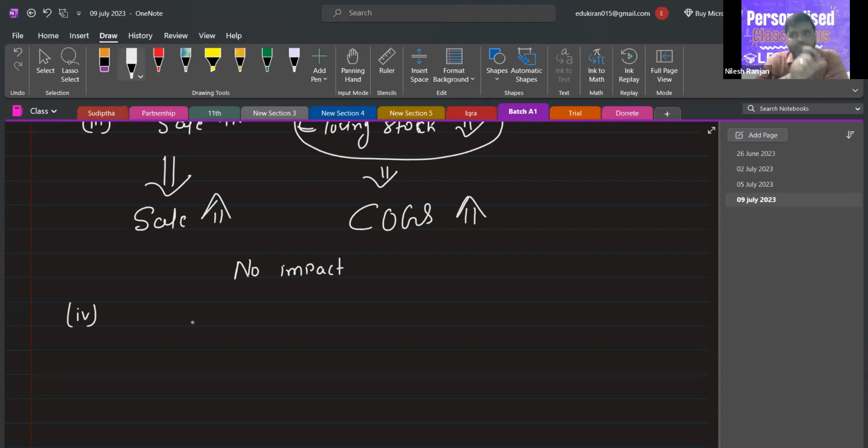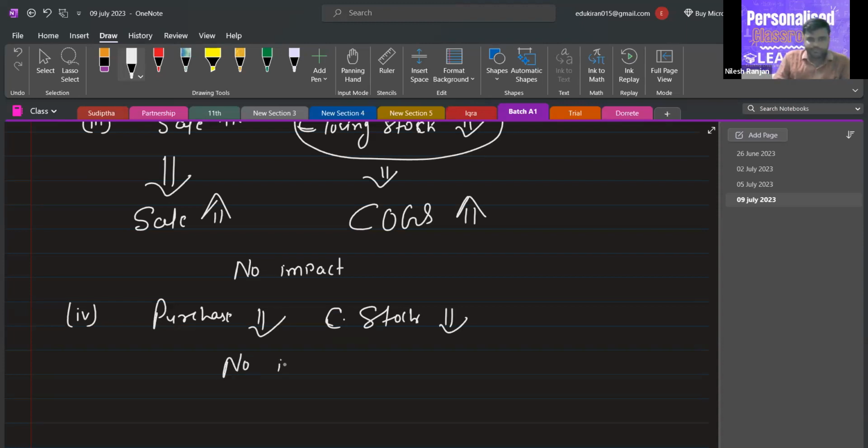So there are two methods for recording withdrawal of goods. First, we deduct it from purchase, or we write it on the credit side of the trading account. So if we write it on the debit side by deducting from purchase, then closing stock will also decrease because you are withdrawing goods, so the closing stock will decrease. Yes? Yes, sir. So no impact.